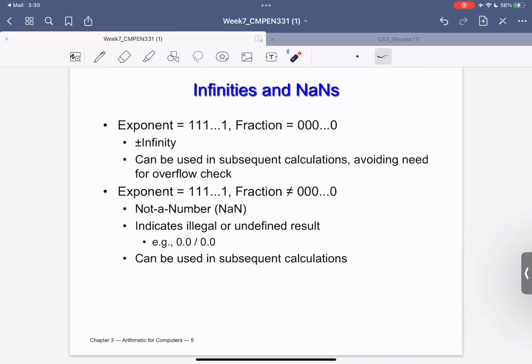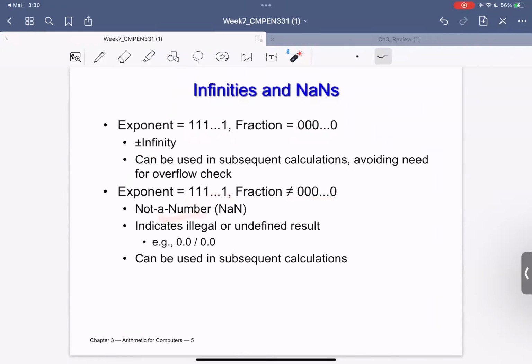Other things that we mentioned earlier in summary, but here we will go over in a little more detail, are that some of the values of the exponents are reserved, and also of the fractions. Let's see how we can interpret these kinds of things. If the exponent is all ones and the fraction is all zeros, we'll assume that this is plus or minus infinity. If the exponent is all ones and the fraction is not zero, this is basically not a number, and so on and so forth.